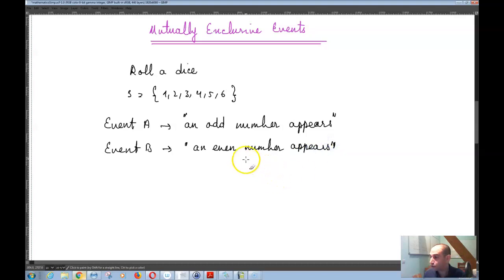An even number appears. Now clearly the event A excludes the event B and vice versa, meaning that the event A excludes event B and event B excludes event A. In other words, there is no outcome which ensures the occurrence of events A and B simultaneously. So that is basically mentioned.